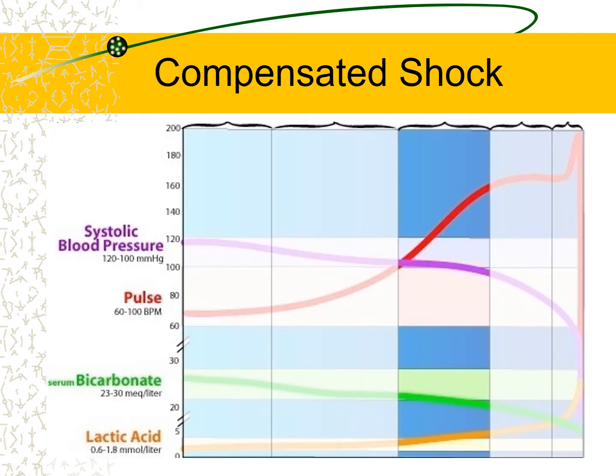Now, different texts describe shock in different stages. Some of them describe 5 stages. For our purposes, we're going to simplify it to 3 stages of shock. So that first initial stage that we were talking about in the previous slide is also referred to as the compensatory stage of shock. For our purposes, we're going to use early, reversible, and compensatory as that first stage of shock, when we have all of those compensatory mechanisms at play.